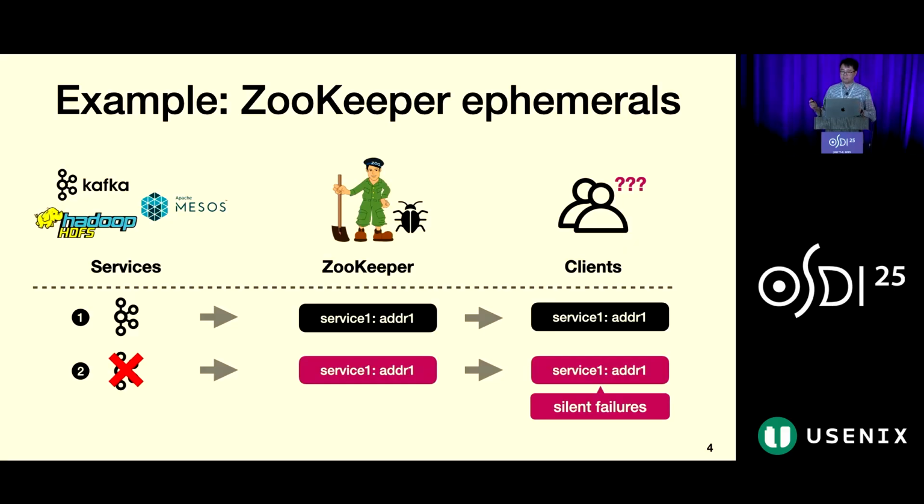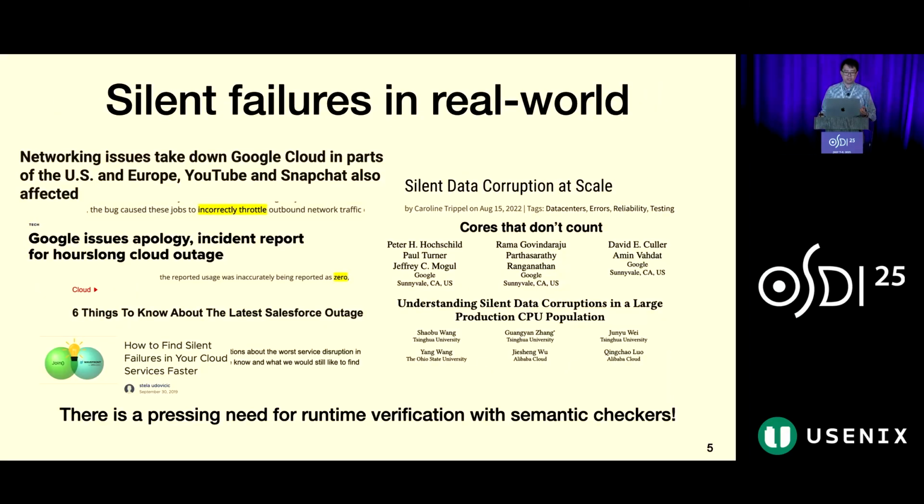And similar silent failures are behind many real-world incidents. Recent studies show that they can take up to 39% of all studied failures. And they come from not just software bugs, but also mercurial CPU cores. There is a pressing need for systems to go beyond just monitoring statistics, and verify at runtime whether the semantics is violated or not. Central to this is a set of semantic checkers.